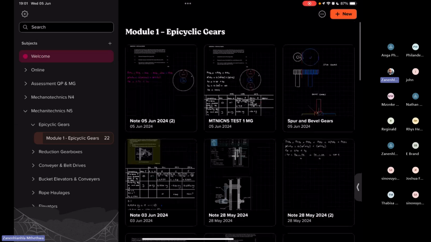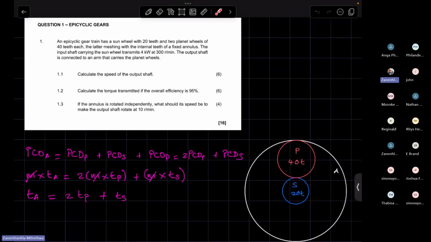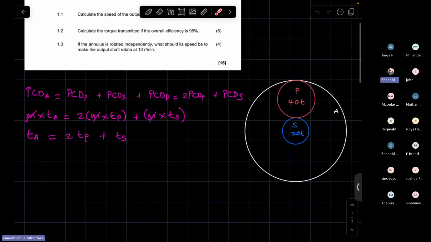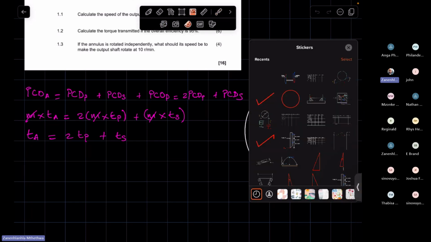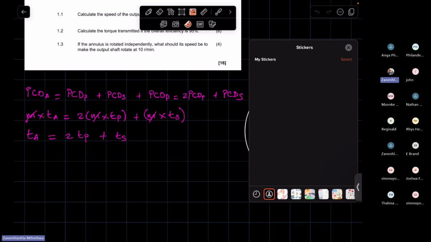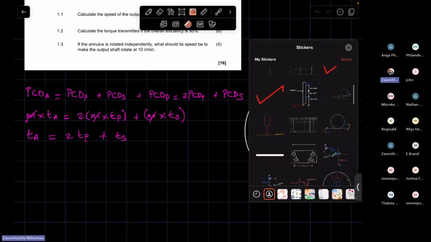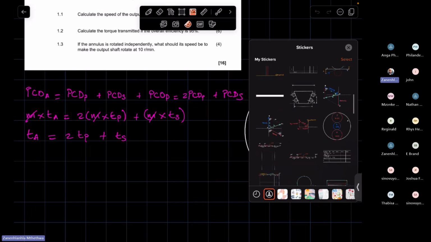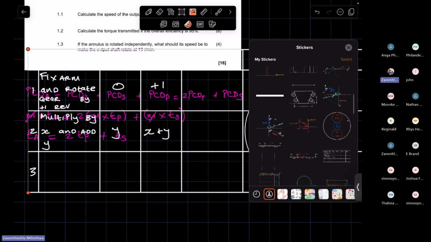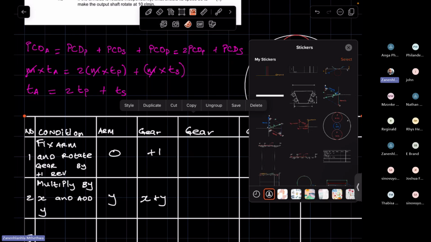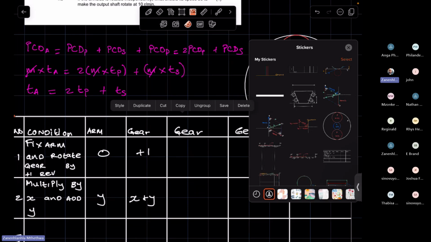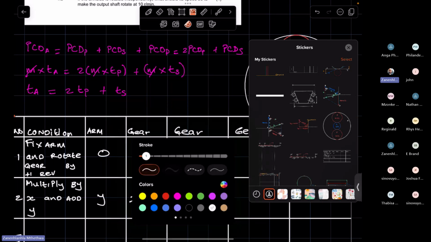Now let us look at this example. As mentioned, when looking at problems based on epicyclic gears, you have to tabulate your information. Your information has to be tabulated.